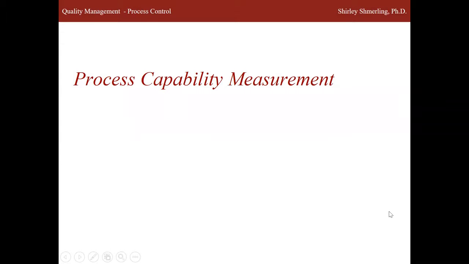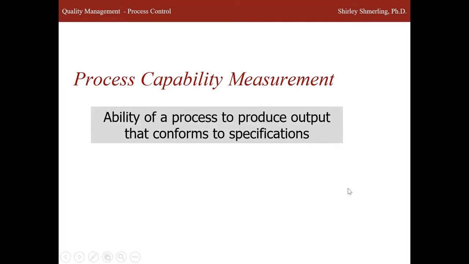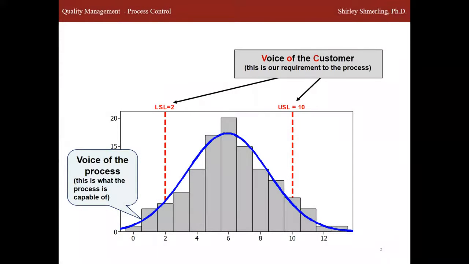In this video, we will look at process capability measurement. This is the ability of a process to produce output that conforms to the specification of the customer. We will look at a histogram similar to the one we looked at earlier, and look at the voice of the process, what the process is actually capable of doing.